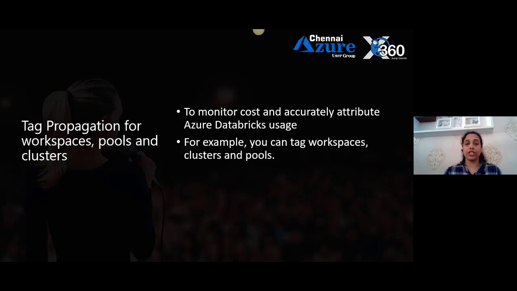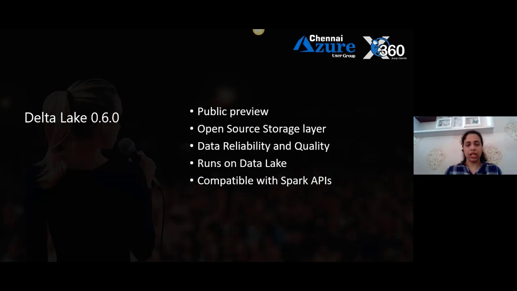Next is tag propagation for workspaces, pools, and clusters. In order to monitor your cost and usage, we just tag the resources. For example, if you are creating a workspace, you create it with a workspace tag. If you're creating a cluster, you tag it as a cluster. So at the end of the month, when you are paying the Azure bill, you will come to know that you have spent this much on workspaces and this much on clusters. That is the purpose of tag propagation: to monitor the cost and usage.